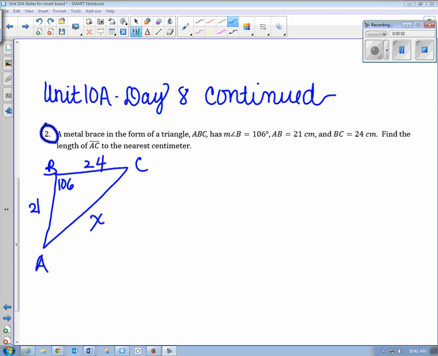Law of cosines, day 2. These are the extra problems, not mandatory. The first question, when I go through and set that up, I have a triangle. I filled in the information for you. I'm looking for the length of AC, so that's what I put the X on.